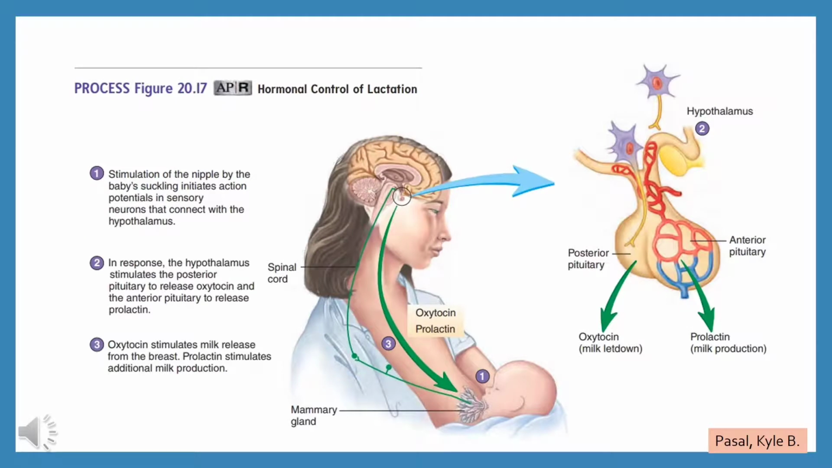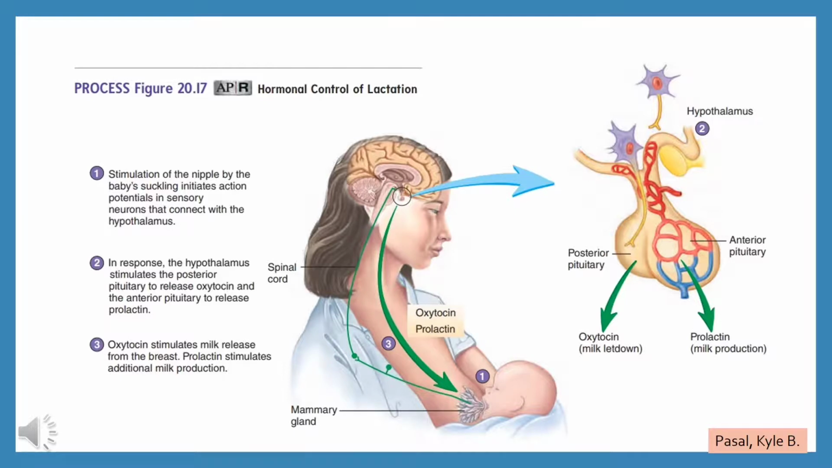These hormones work together to trigger lactation, or the production and secretion of milk from the mammary glands. Let's look at the steps involved. First, the crying of the baby, as well as thoughts of your baby or even the crying of another baby, can stimulate the hypothalamus, which in turn stimulates the release of prolactin and oxytocin from the pituitary. Second, when the baby starts to suck at the nipple, a physical stimulus is sent to the mother's brain, which causes more oxytocin and prolactin to be released.